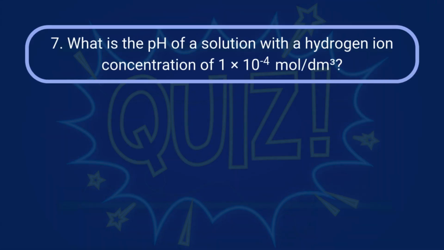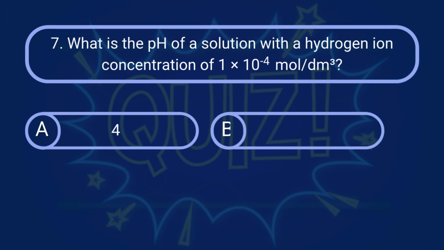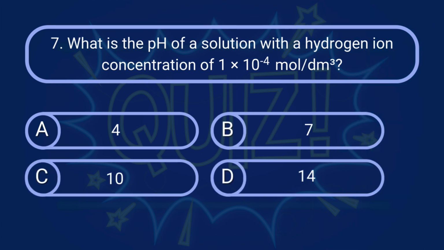What is the pH of a solution with a hydrogen ion concentration of 1 times 10 to the power of -4? 4, 7, 10, 14. Think for a second. The correct option will be 4. Get ready for the next one.